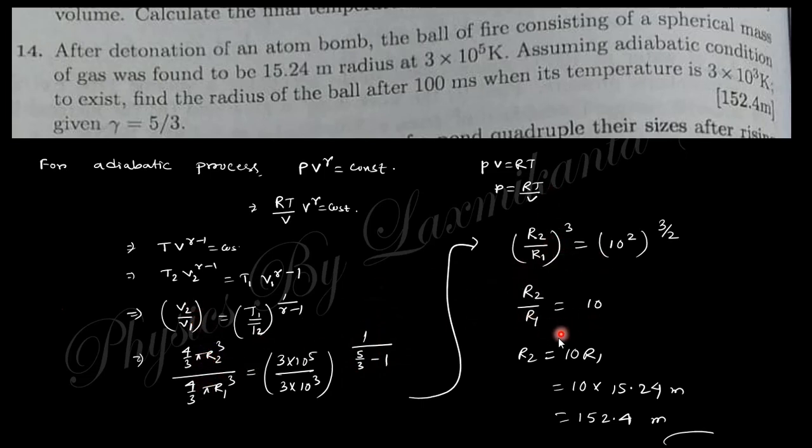So R2 by R1. Finally you will get this relation: R2 equals 10 R1, and R1 equals 15.24 meter. Multiply by 10, you will get 152.4 meter. So this time is not required for this calculation. I think that's clear. With the time increase, this radius will increase, and the temperature decreases. You can see here temperature decreases and volume increases, right? Go to the next one.